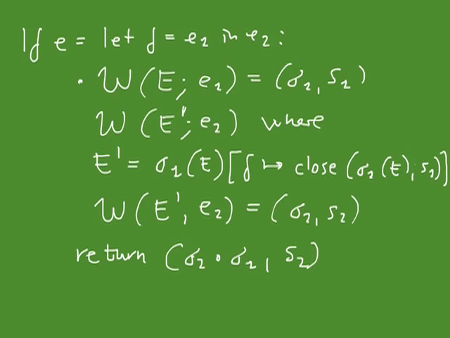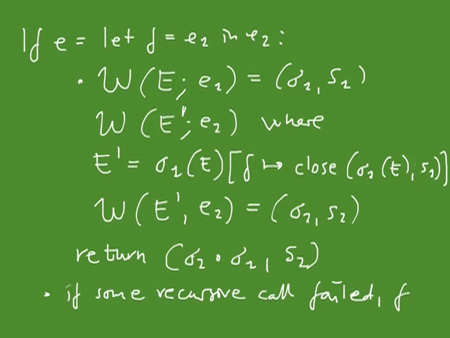And the substitution is the substitution that we found by typing E1, and then what further knowledge we got from typing the body, E2, so that's why it's sigma 2 applied to sigma 1. Of course, this only makes sense if nothing failed. If some recursive call failed here, then we fail. So that's the well-typing algorithm for you.